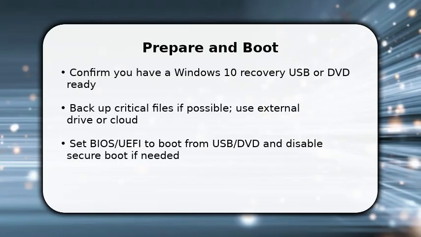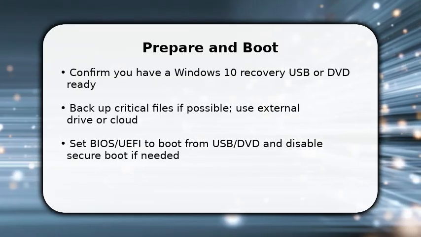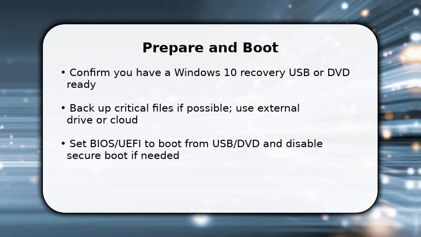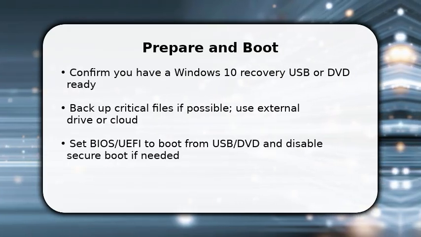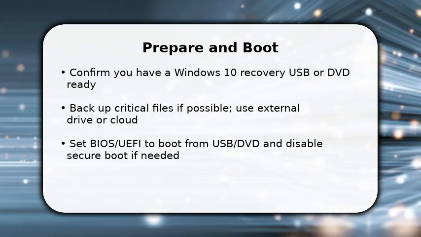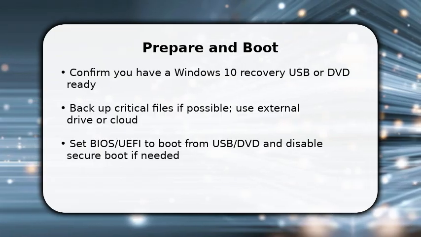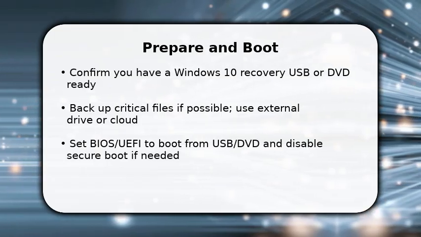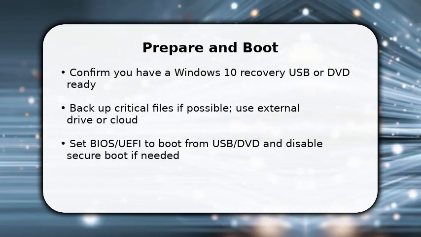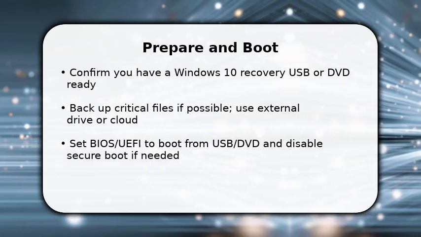You start by verifying prerequisites: a recovery drive created on another PC or an official Windows 10 installation, USB, and power. Plug the drive in now. You must set the PC to boot from that device, so reboot and enter BIOS or UEFI. Change boot order to prioritize USB or DVD. Make sure Secure Boot is off only if the media requires it. Once done, save settings and restart.